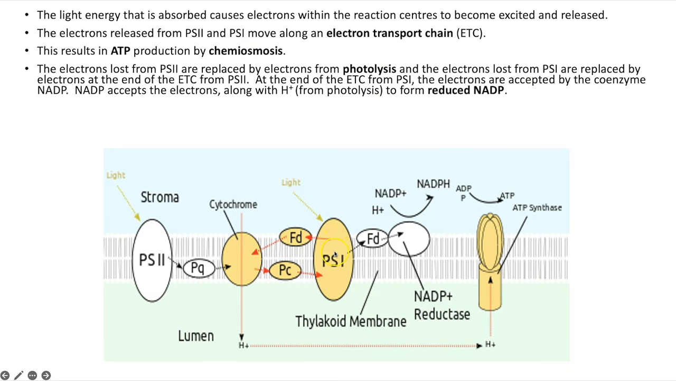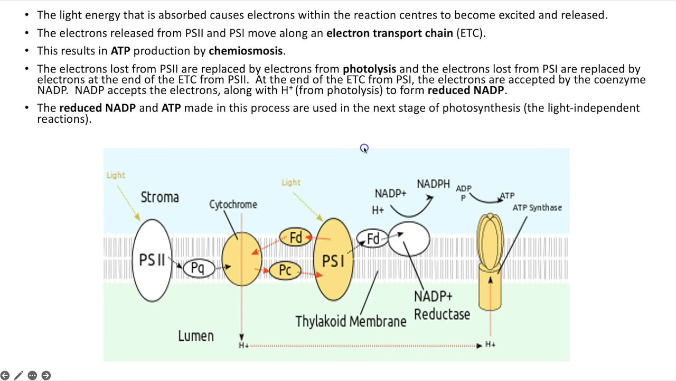The electrons lost from photosystem 1 are replaced by the electrons at the end of the electron transport chain from photosystem 2. So as the electrons are lost from photosystem 2 and pass along the electron transport chain, that is then picked up by photosystem 1. In comparison, the electrons that are lost from photosystem 1 and move along the electron transport chain, those are picked up by the coenzyme NADP, and that is then what reduces the NADP to NADPH, or reduced NADP.